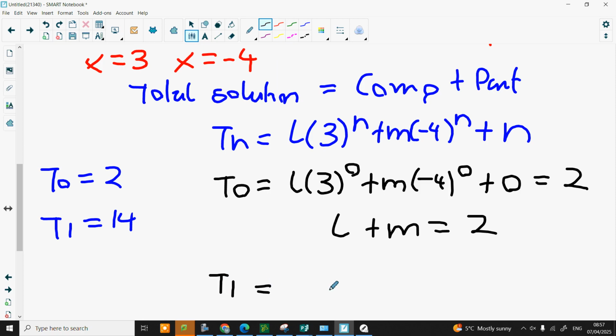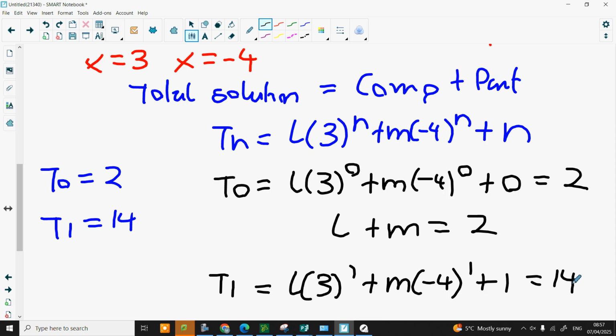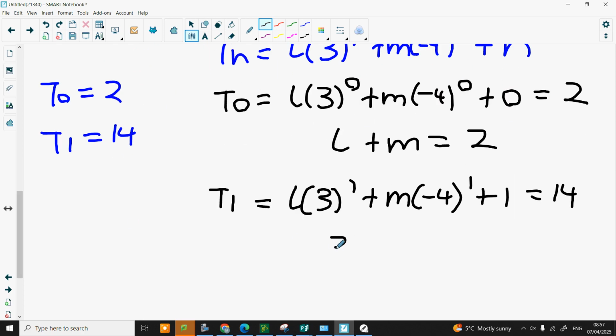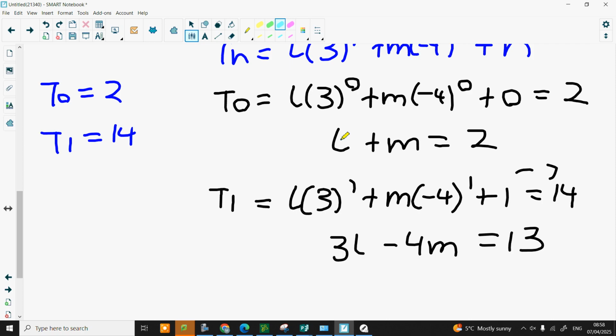The next thing I'm going to do is T1. T1 is, what are we talking about here? L times 3 to the power 1, 3, yeah. M times minus 4 to the power 1, plus n, which is just going to be plus 1, equals 14. And then we're just going to get 3L minus 4M equals 13.